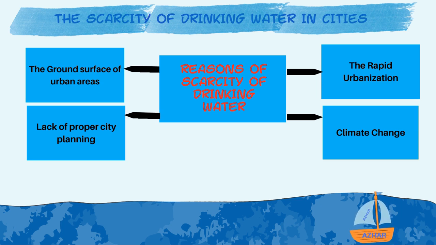Now we will discuss the 4 points which are showing on the slide in the mind map of reasons of scarcity of drinking water. The rapid urbanization, climate change, the ground surface of urban areas, lack of proper city planning. These four are the reasons which are shortening our drinking water.